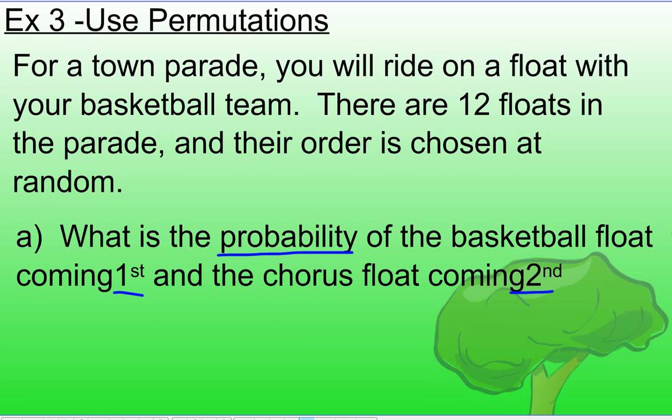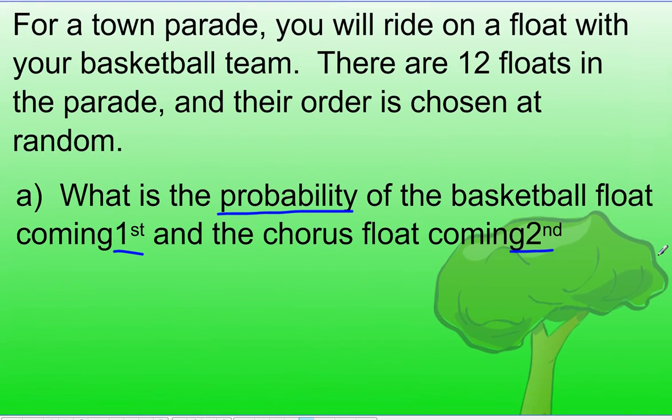Well, this still sounds like a permutation because you're talking about two things in order. You want this thing first and that thing second. So there's 12 floats, and we're just looking at the first two, 12 permute 2. We get 12 times 11, which is 132. That's not our answer, because that is the total number of ways we can arrange all those floats in those first two spots. So that's the total of our probability.